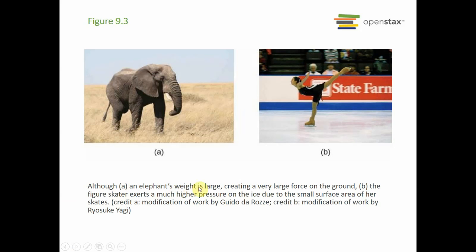Although an elephant's weight is large, creating a very large force on the ground, the figure skater exerts a much higher pressure on the ice due to the small surface area of her skates. So, a lot of weight, a lot of surface area, versus a lot less weight, but a lot smaller surface area, and this actually generates more pressure on the ice than this does on the grass.